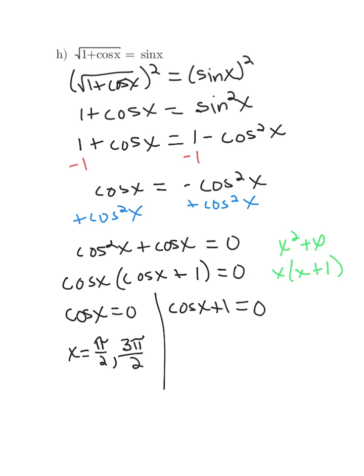On the right side, we have to subtract 1 from both sides. And we now have cosine x equals negative 1. So now you have to ask yourself, where on the unit circle is the x coordinate negative 1? That happens only at one place, and that is at pi.